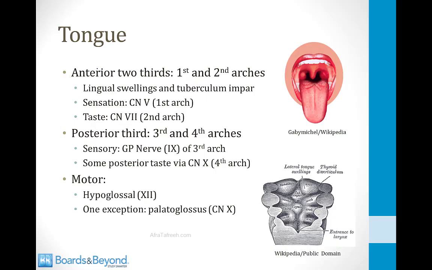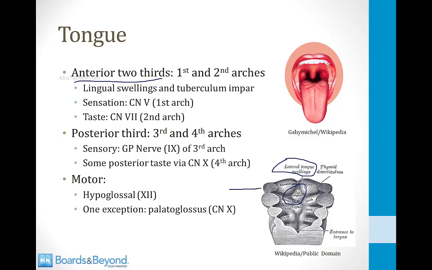As you may know, the tongue has very peculiar innervation, and that's because it derives from multiple different pharyngeal arches. The anterior two-thirds of the tongue derives from the first and second pharyngeal arches. If you look at this drawing of the embryo at the bottom right side of the screen, there are two structures called lateral tongue swellings. They're also called lingual swellings, and between them is a structure called the tuberculum impar, and these structures develop into the anterior two-thirds of the tongue.